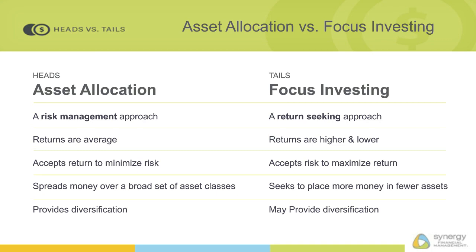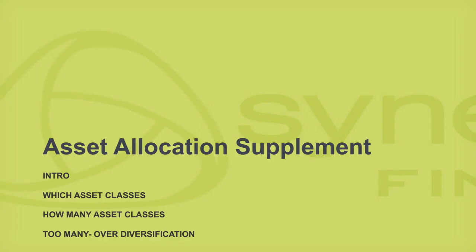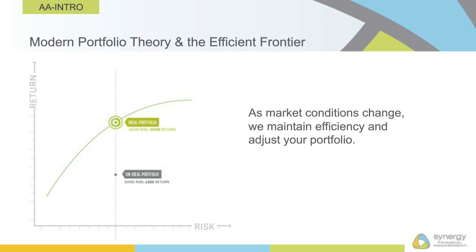So let's talk about asset allocation. How many asset classes? How do we become over-diversified? Now, everyone's probably seen this chart before. This is just an efficient frontier. On the y-axis, we have expected return. On the x-axis, we have risk.